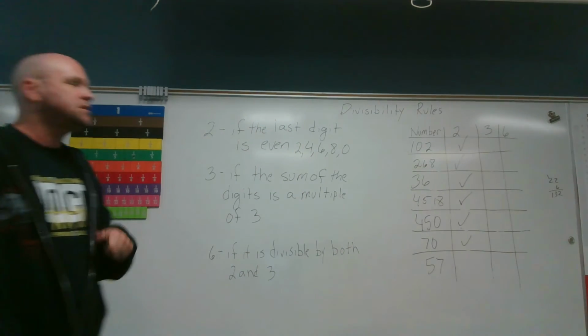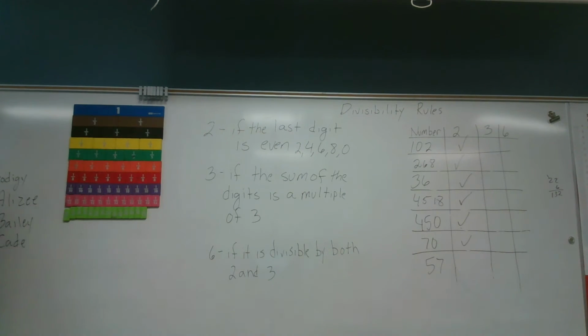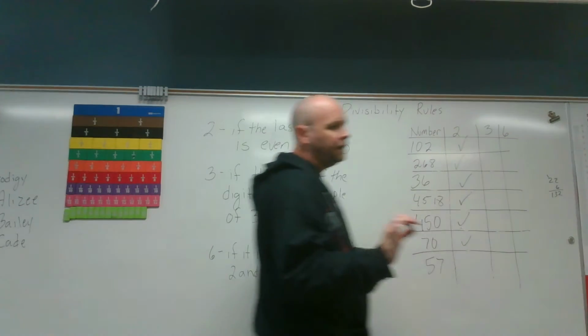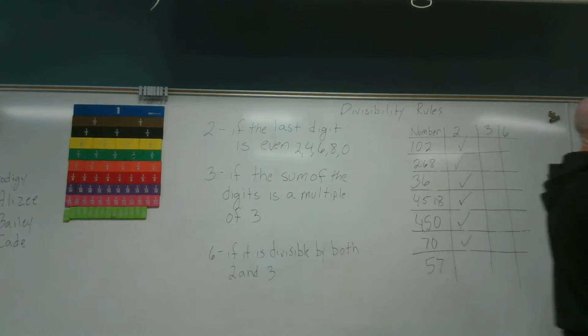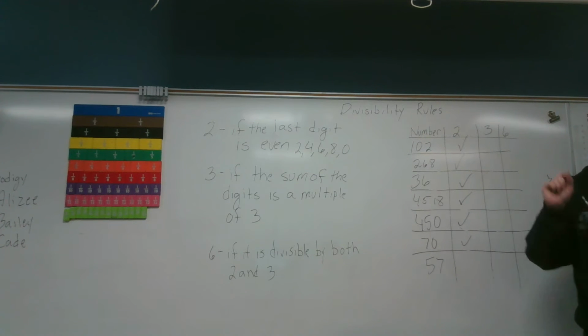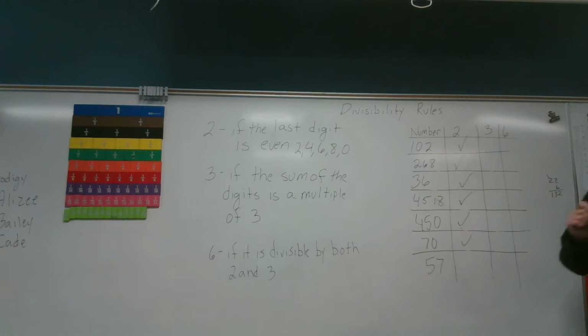Let's look at the divisibility rule for 3. Yes, Jacob? We already got 102. Okay, we're not there yet. Let me read the rule. If the sum of the digits is a multiple of 3. That's weird. I don't even know what that means.